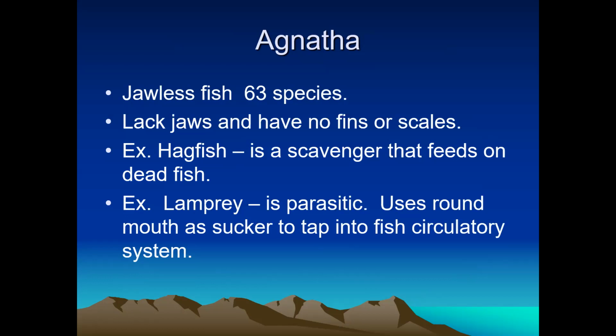Okay. It has this round mouth that's a sucker, and what it does is it taps into the fish circulatory system. So both of these live off other things. The hagfish live off things that are dead, and the lamprey is going to live off of living fish. So that's the agnatha. I have 63 species of things like the hagfish and the lamprey.